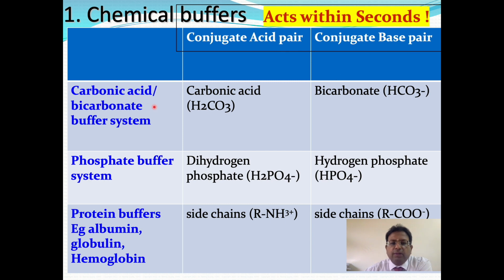For example, the carbonic acid bicarbonate buffer system has carbonic acid and bicarbonate. The phosphate buffer system has dihydrogen phosphate and hydrogen phosphate. And protein buffers have side chains, which exist as conjugate acid and base pairs.